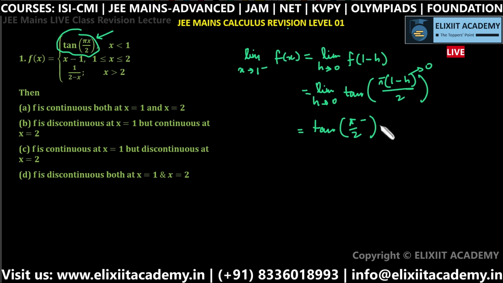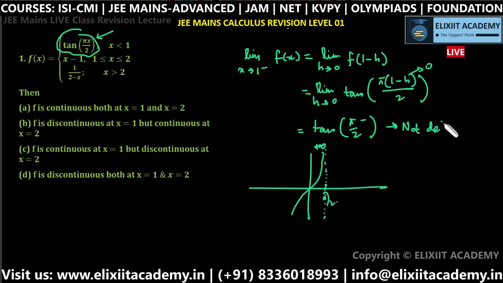If you visualize the graph, all of you have done the graph of tan x, right? So this is the graph of tan x, and at π/2 tan is undefined. Suppose I just draw a dotted line over here, so you have the graph of tan x like this, and this goes to plus infinity. So tan(π/2 minus) means you're approaching π/2 from the left hand side, and at π/2 minus here tan tends to plus infinity. So this is infinity, which means this is not defined. So what you're going to write is this is not defined.